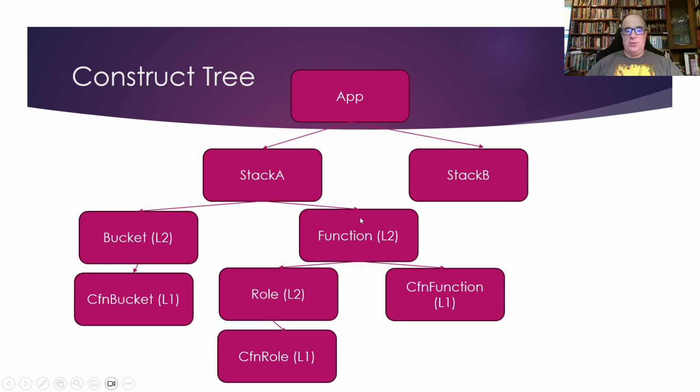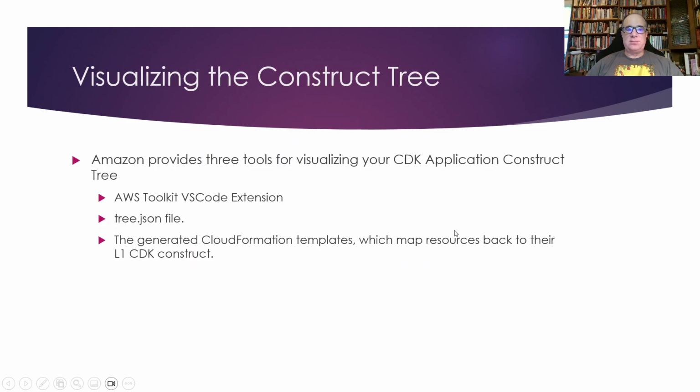There's also an L2 function construct. And when you create a function, it actually creates two children, a role and a CFN function. And the role is an L2, which has a CFN role as an L1. And the function itself has as its default child a CFN function, which is an L1.